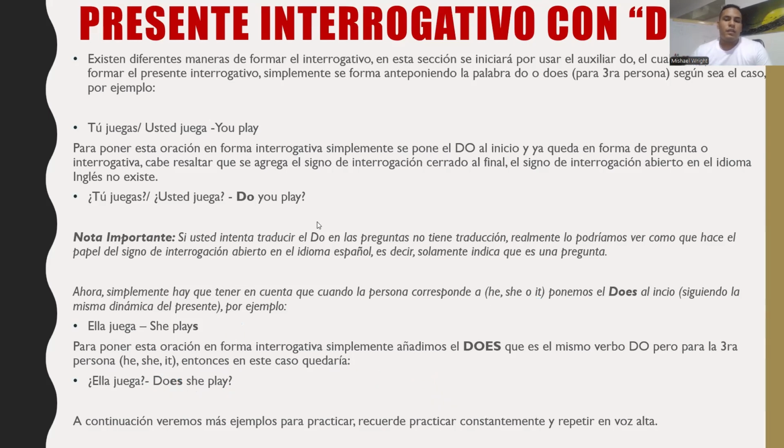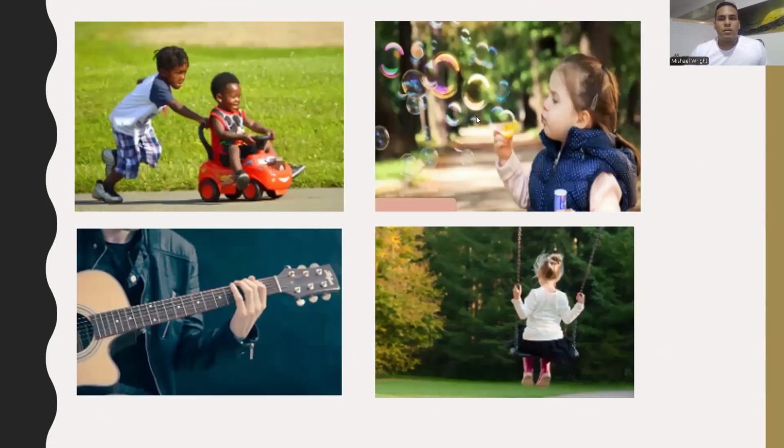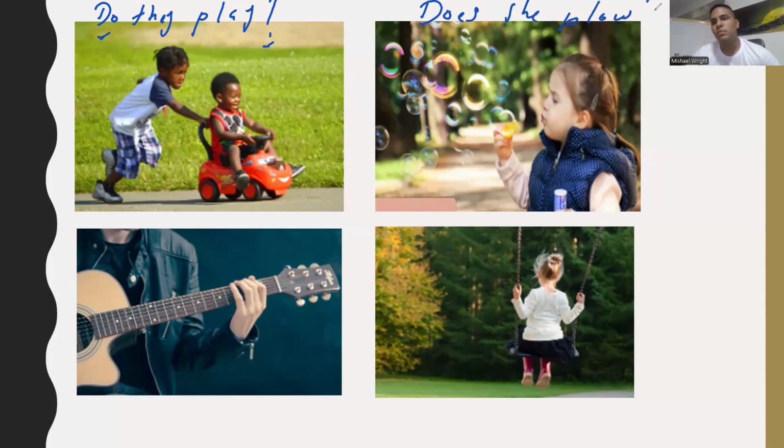Next, we're going to see all the examples and repeat them out loud, okay? So, how would you say "ellos juegan"? You say, "Do they play?" And question mark, remember, do and question mark. "Ella sopla," how would you say that? Does, because it's she. Does she blow? Sorry, does she blow? All right.